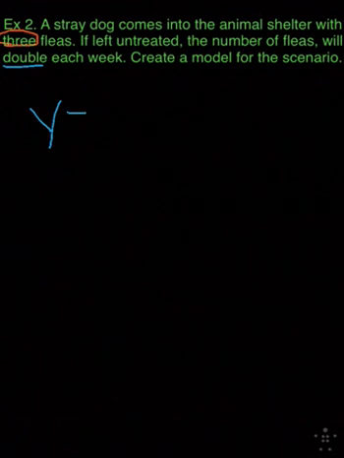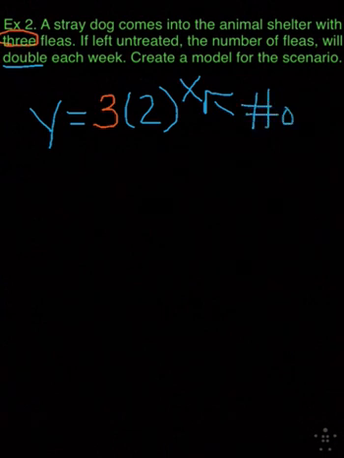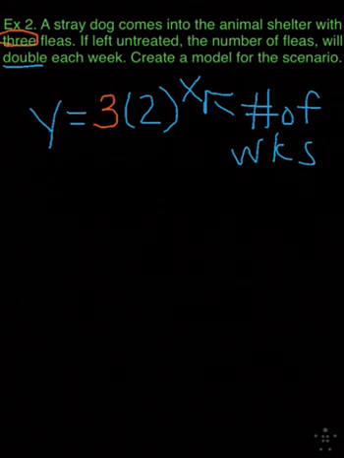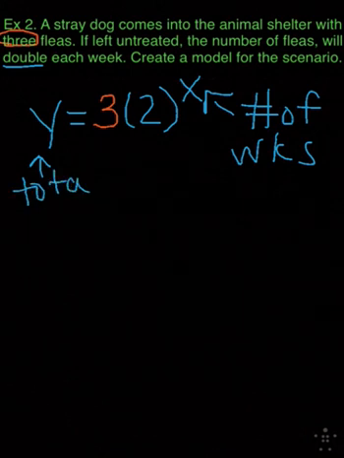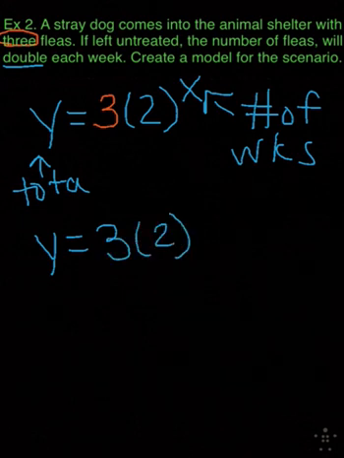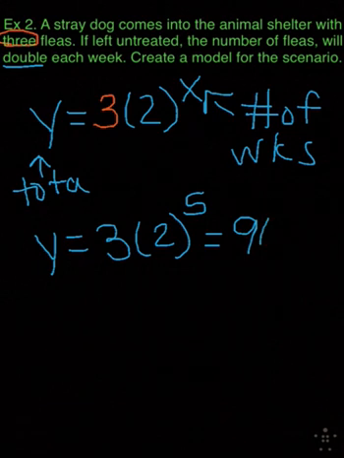So we're going y equals 3 fleas. It's doubling each week. Exponent is x, all right? Same thing, this is the number of weeks. And y, of course, is going to be the total number of fleas. So let's say we want to find how many fleas that dog had if it was left untreated for about, let's say, 5 weeks. So we do y equals 3 times 2 to the exponent 5, because that's the number of weeks. So that means in 5 weeks that dog will have 96 fleas.